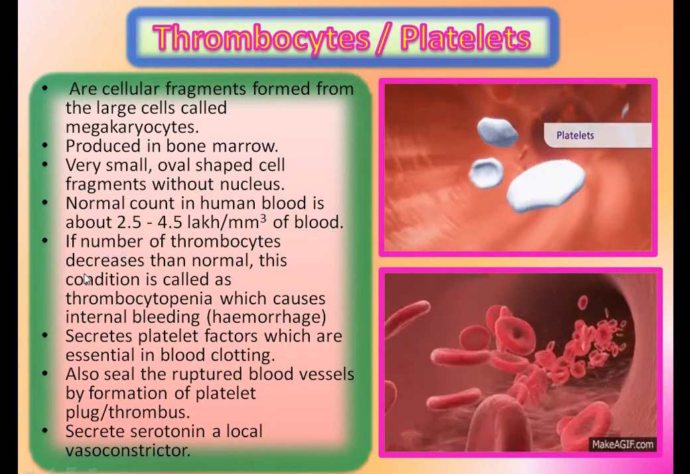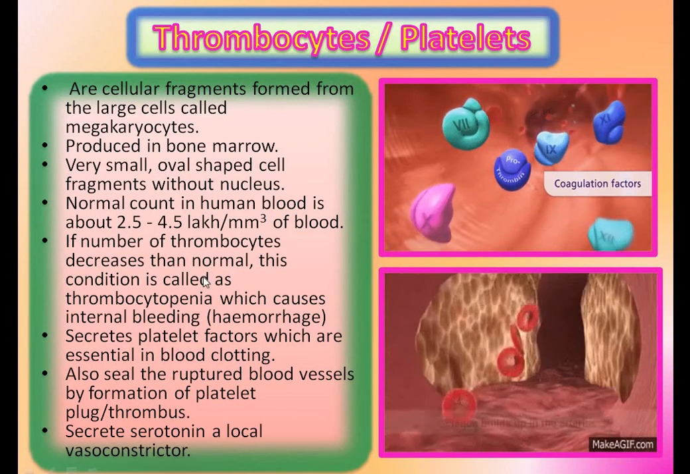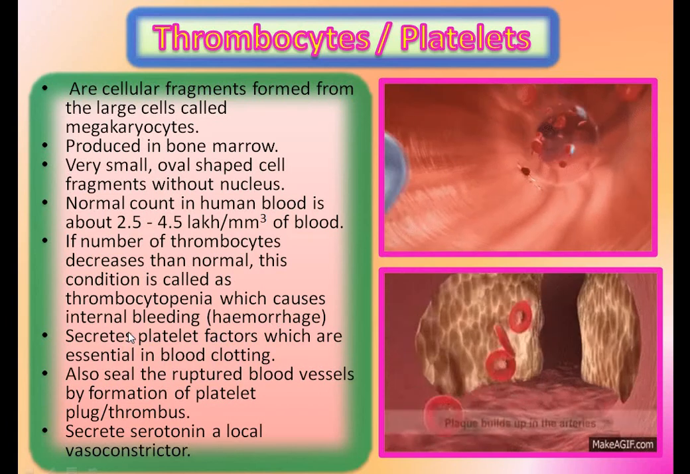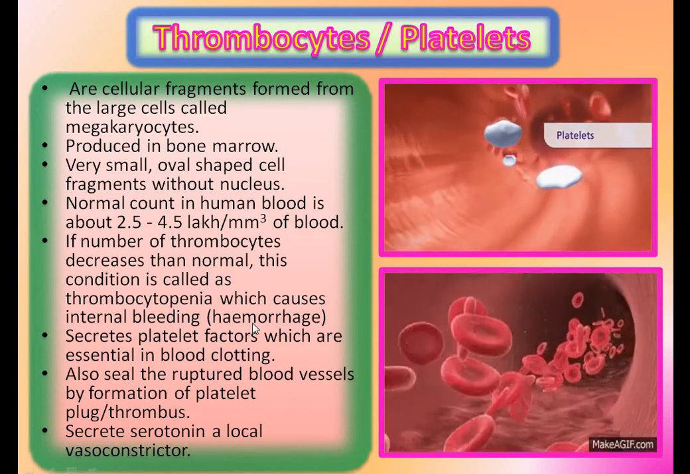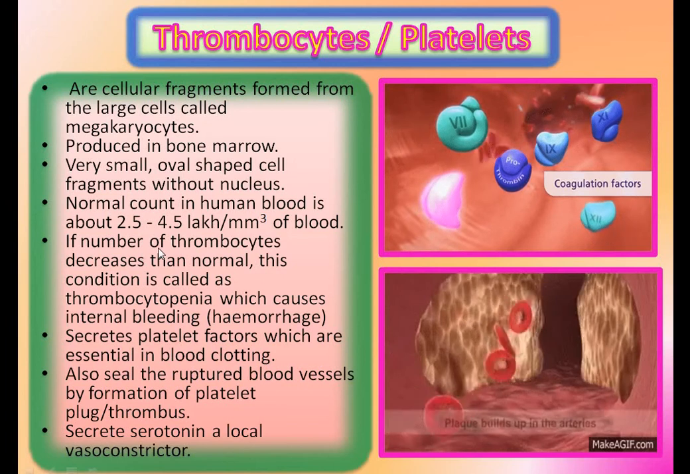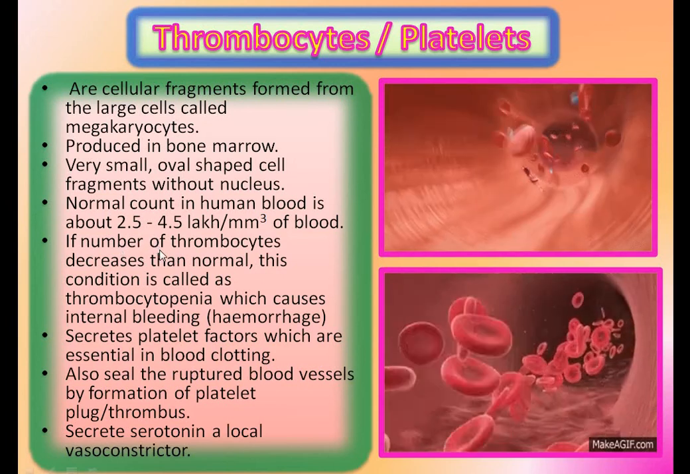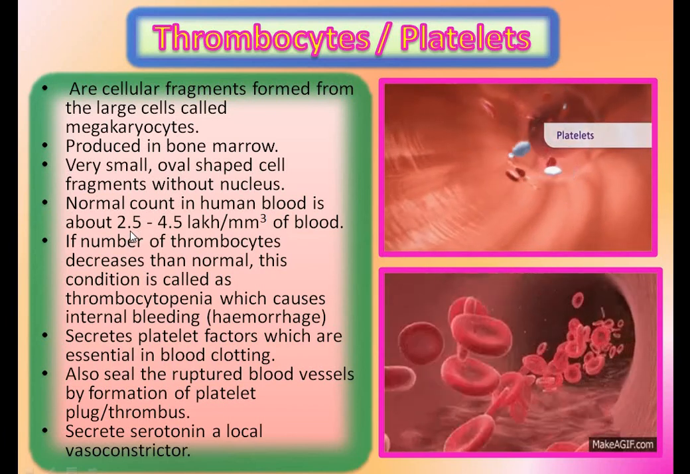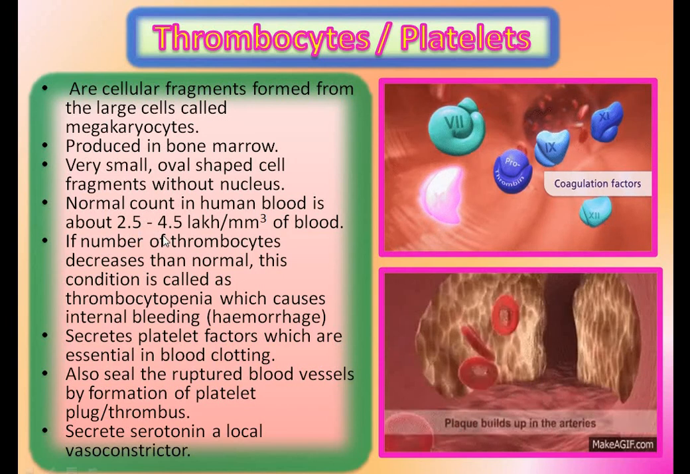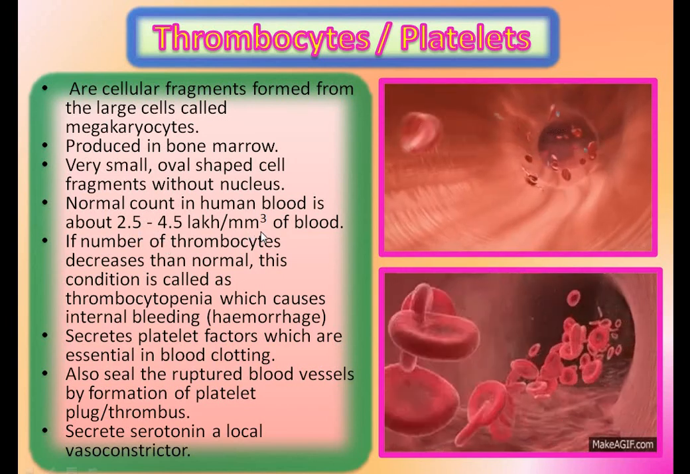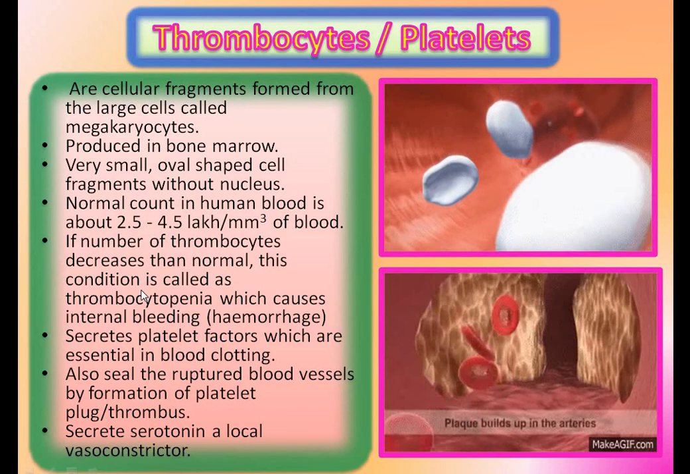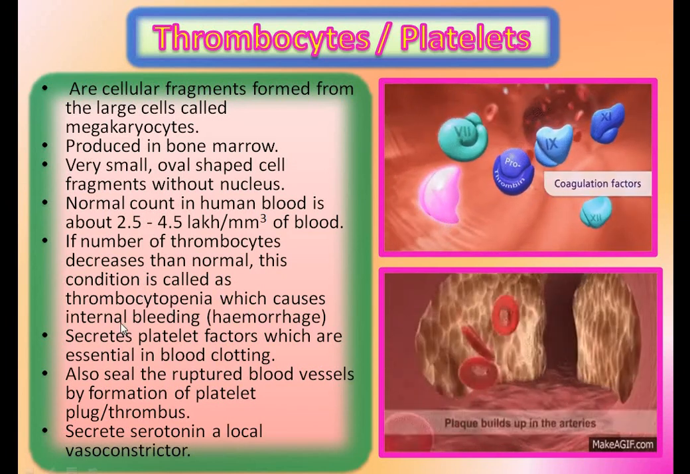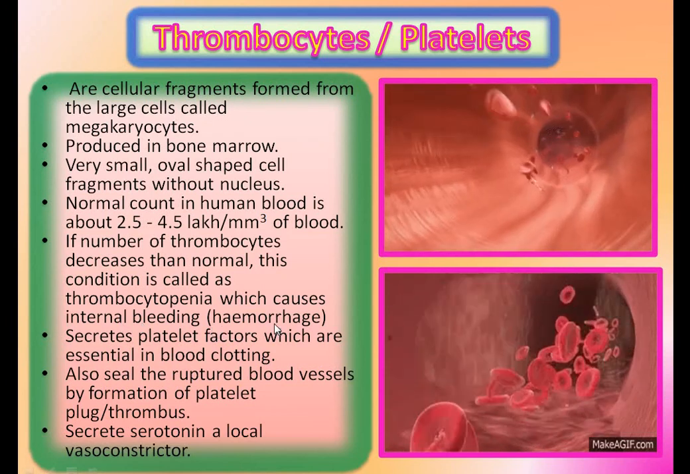If the number of thrombocytes decreases below normal, this condition is called thrombocytopenia, which causes internal bleeding, called hemorrhage. That means when the number of thrombocytes decreases to less than 2.5 lakh per mm cube of blood, this condition is called thrombocytopenia, which can cause internal bleeding, called hemorrhage.